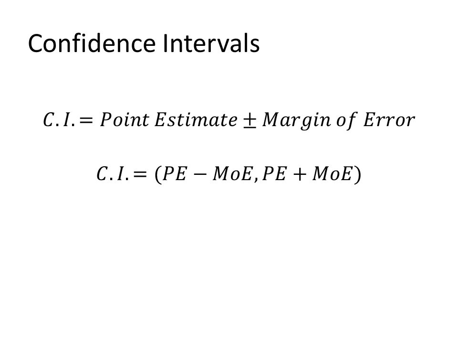In general, we can think of confidence intervals as this. It's always the point estimate plus or minus the margin of error. Or, if we wanted to see it written in interval notation, it would be the point estimate minus the margin of error all the way to the point estimate plus the margin of error.